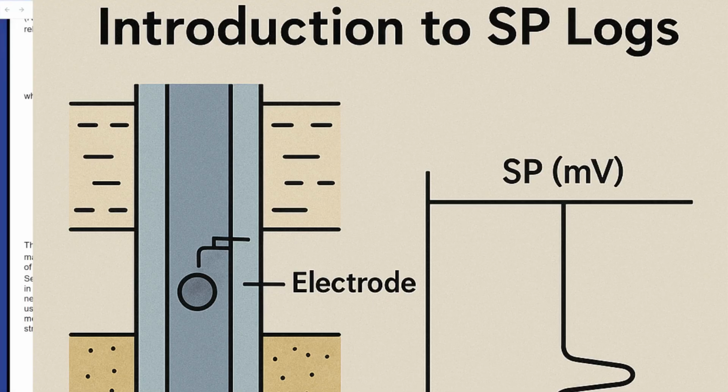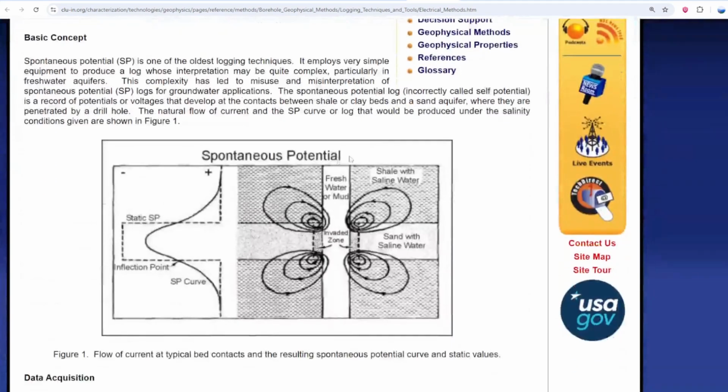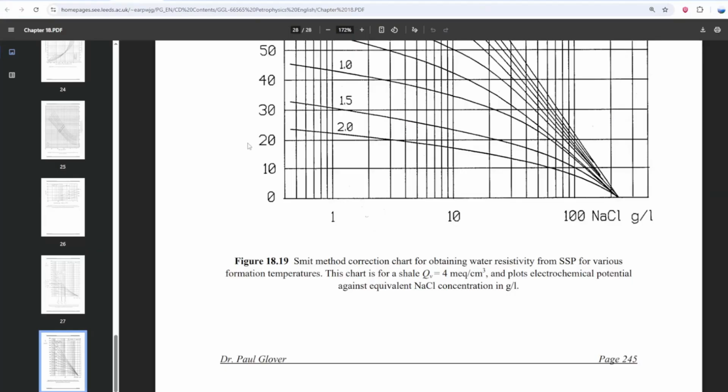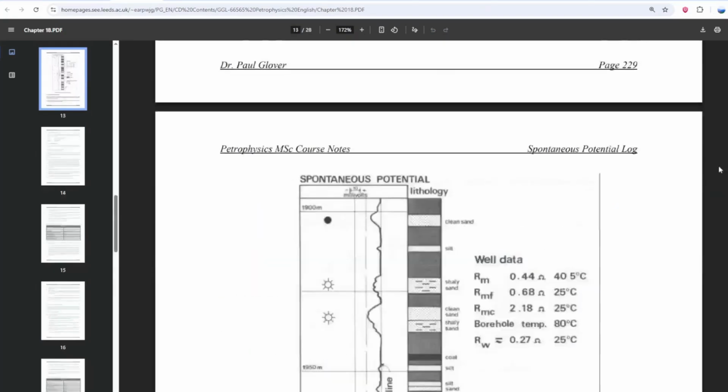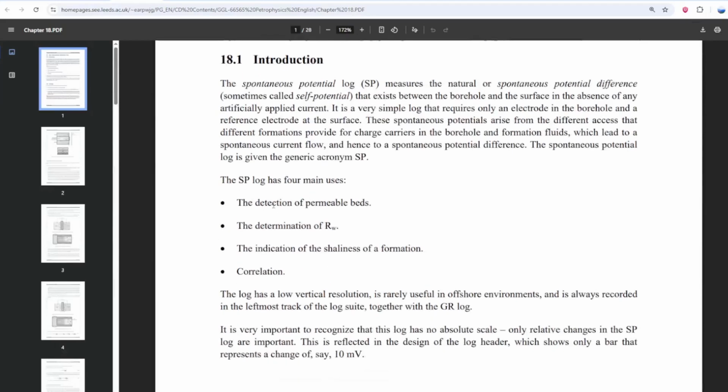Okay, so we're gonna talk today about the SP log, and we're gonna take a look at how it works, why it works, and what is the main application that we can have from this log. So here we can see that there are four main uses for this log.